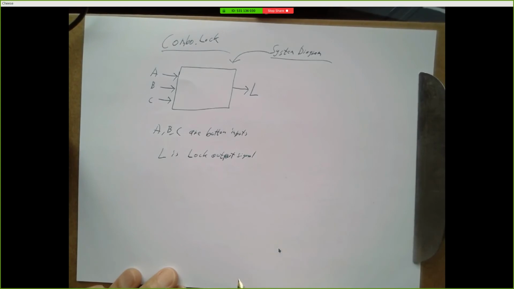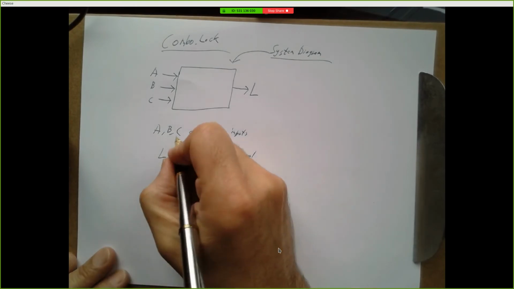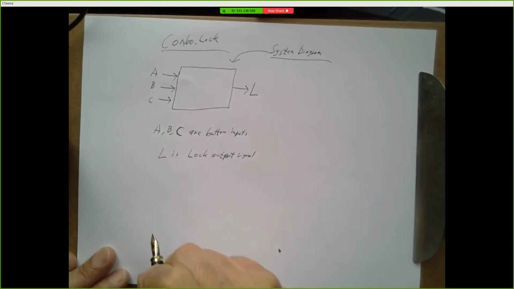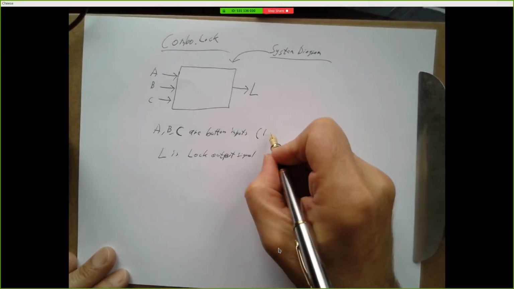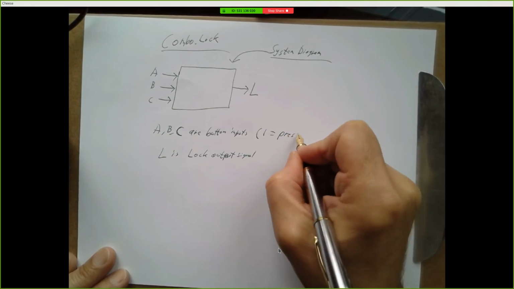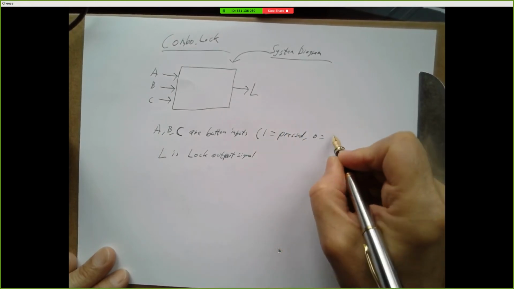Okay, sometimes when you press a button, it generates a logic 1 signal. Sometimes when you press a button, it generates a logic 0 signal. Most of the circuits we wire up in this course, when you press a button, you would get a 0 out, not a 1. So I need to specify what the values of A, B, and C mean. So I'm going to say 1 equals pressed, 0 equals released.